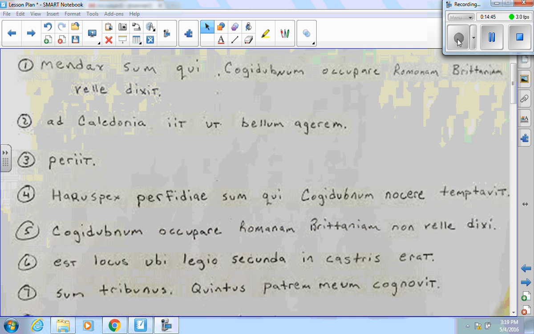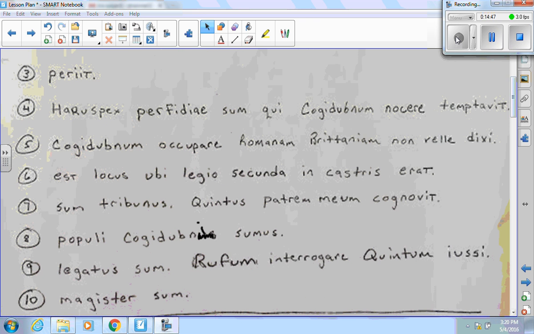I am a tribune. Quintus knew my father. That's Rufus. For you smarty pants, number 8 should have been a genitive form of Cogidubnus. So the people, we are the people of Cogidubnus. That's the Regnenses.